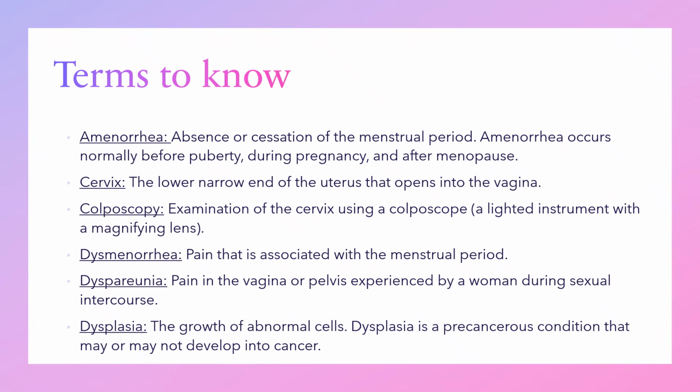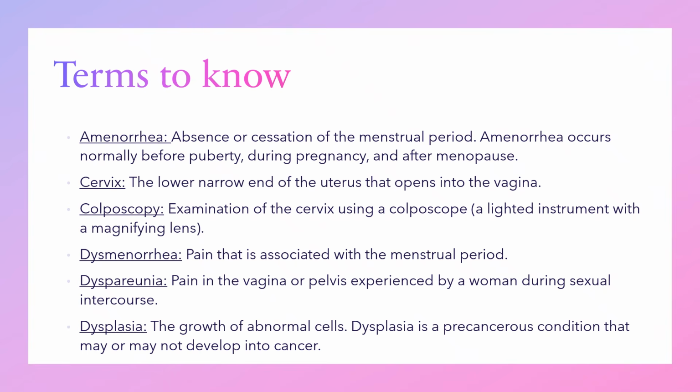So first up, we have amenorrhea, which is absence or cessation of the menstrual period, and it occurs normally before puberty, during pregnancy, and after menopause. We have cervix, which is the lower narrow end of the uterus that opens into the vagina. Then we have colposcopy. This is an examination of the cervix using a colposcope. Dysmenorrhea, which is pain that's associated with menstrual period. Dyspareunia, which is pain in the vagina or pelvis experienced by a woman during sexual intercourse.